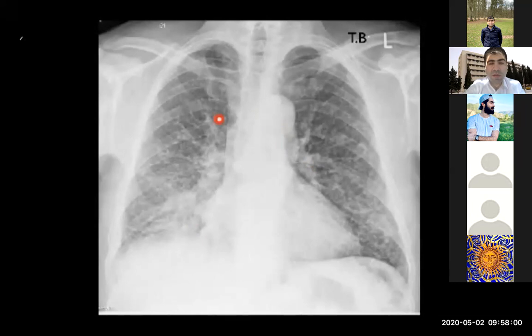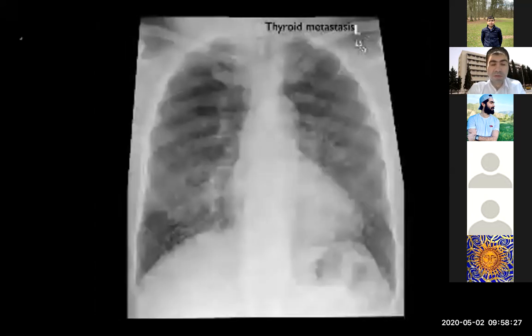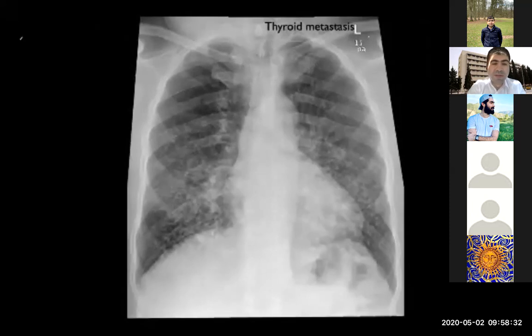Miliary shadowing means we have some differential diagnosis. In which disease do we commonly see miliary shadowing? TB. Exactly, we see it in TB, although we have other differential diagnoses like metastasis, especially from thyroid cancer and other metastases. So this case is a case of miliary metastasis from papillary thyroid cancer.